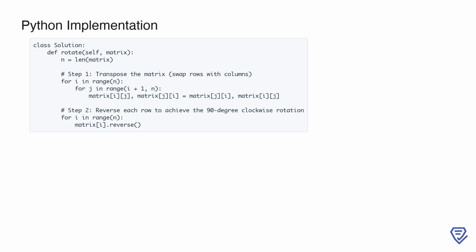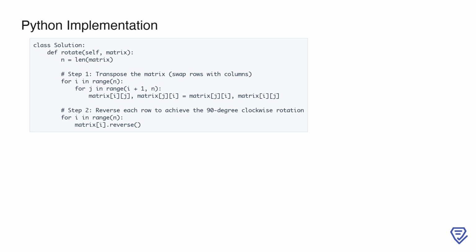Let's break down the code step by step. First, the rotate function takes the matrix as input. The variable n stores the size of the matrix, the number of rows or columns. Step 1, transpose the matrix. The first loop transposes the matrix. Transposing involves swapping the rows with the columns.